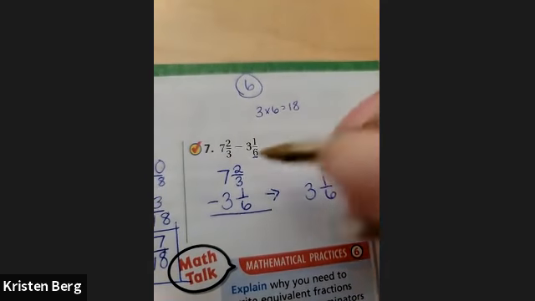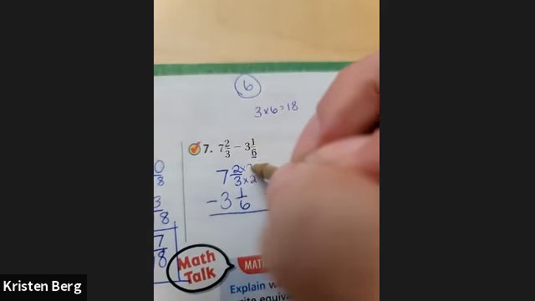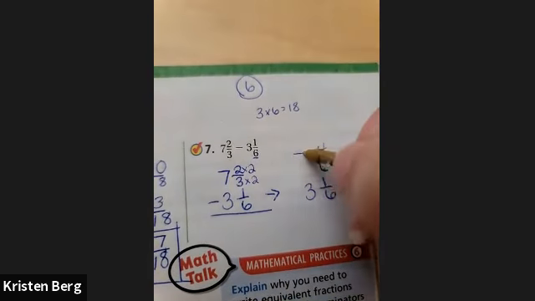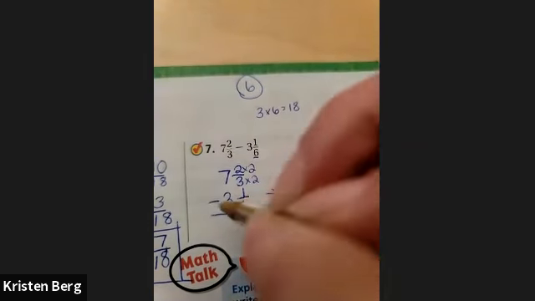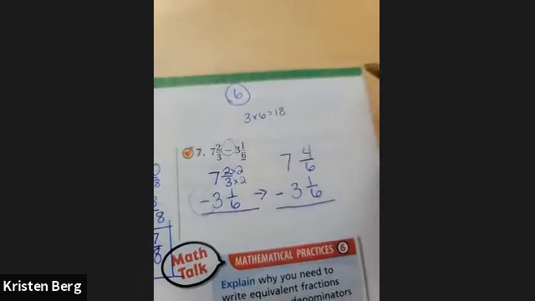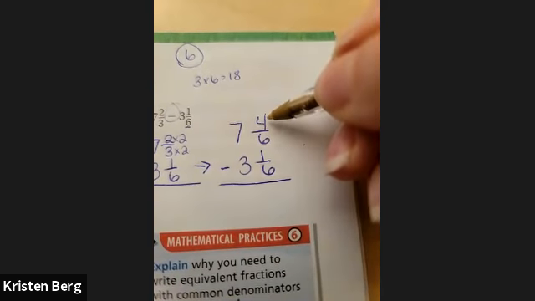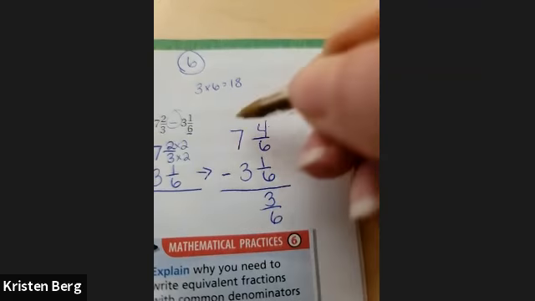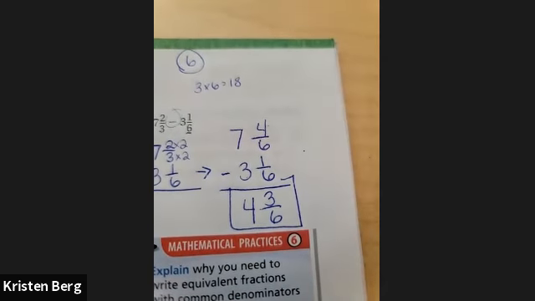Here, I got to change a 3 to a 6. How do I do that? I times it by 2, and I have to do the same to my numerator. So that would be 4/6. And then my whole number still remains the same. Now remember, we are subtracting, so do pay attention to the signs. They do change. So now can I subtract these fractions? I can. So it'll be 4 minus 1 is 3/6. And then 7 minus 3 is 4. So this is the answer.